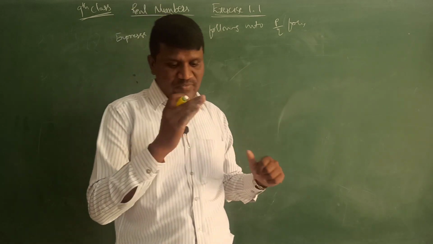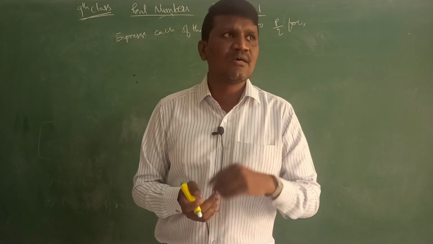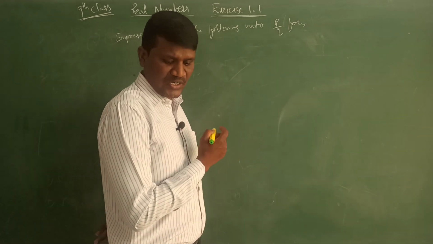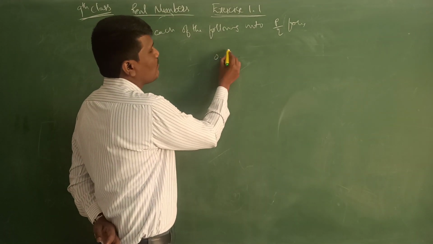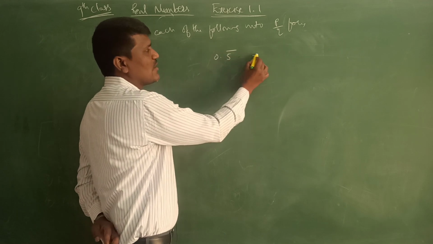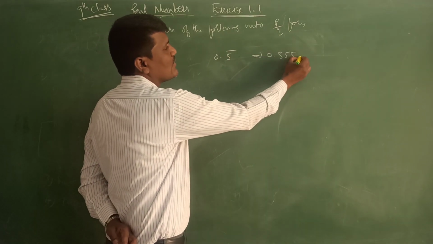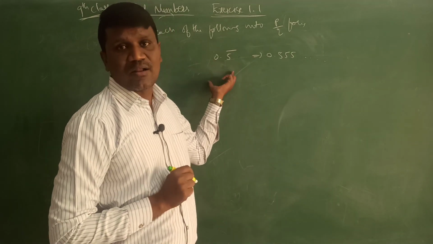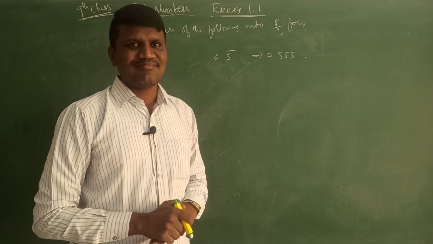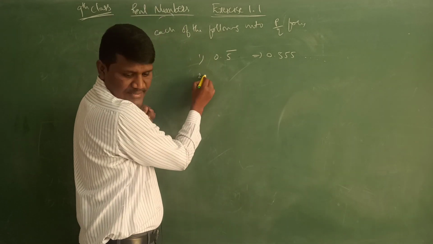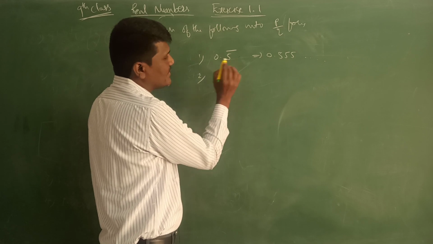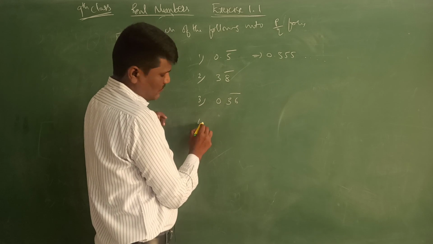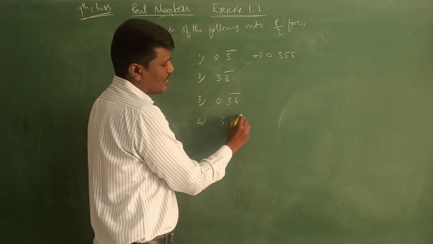Even in the textbook, on page number 6 they have given one question, so you can refer to that. Now I am going to explain the shortest way directly, by seeing 0.5 bar. Do you know what bar means? 0.5 bar means 0.555, this is a non-terminating decimal. Okay, 0.5 bar. How should we write this? We have another question. The second one is 3.8 bar, how to write this? The third one, 0.36 bar. The fourth one, 3.127 bar.